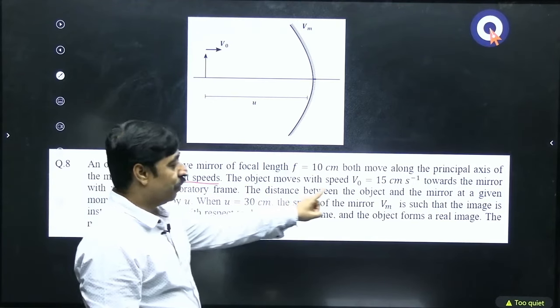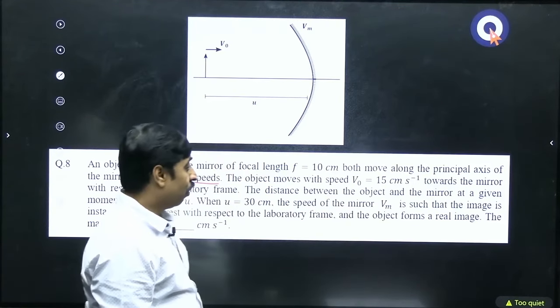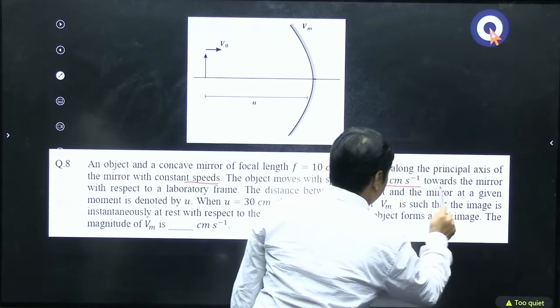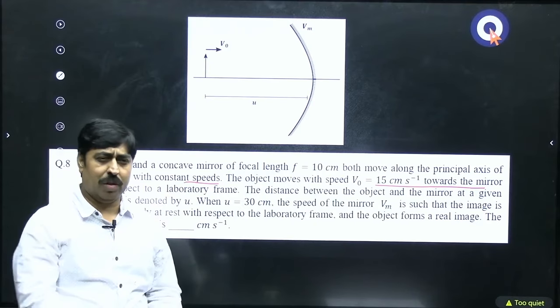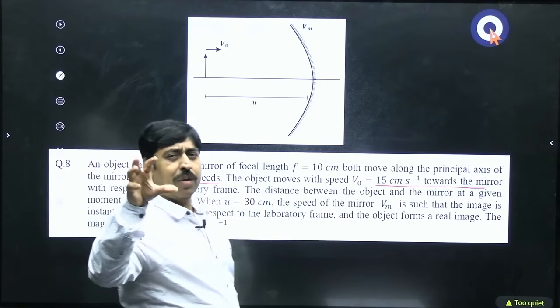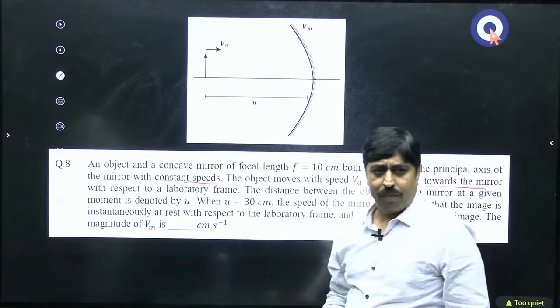The object moves with speed 15 centimeter per second towards the mirror. 15 centimeter per second towards the mirror. Okay. With respect to the laboratory frame, matlab with respect to the ground frame, with respect to someone who is standing on the ground.